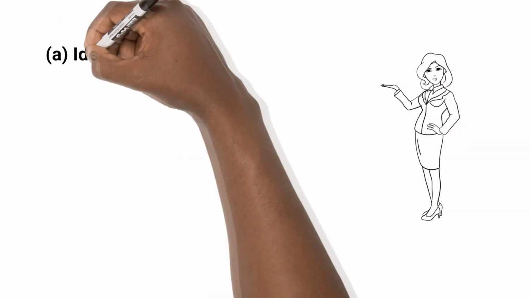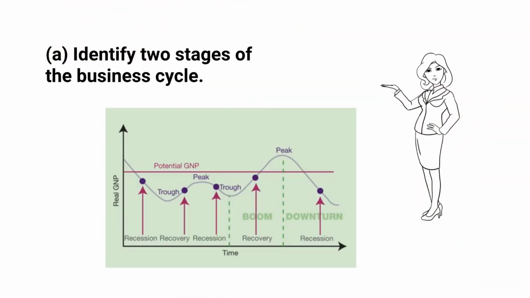The first question is, identify 2 stages of the business cycle. This, again, is a straight-up knowledge question. The stages that we are looking for are growth, boom, recession, slump. Make sure you are familiar with the stages of the business cycle.